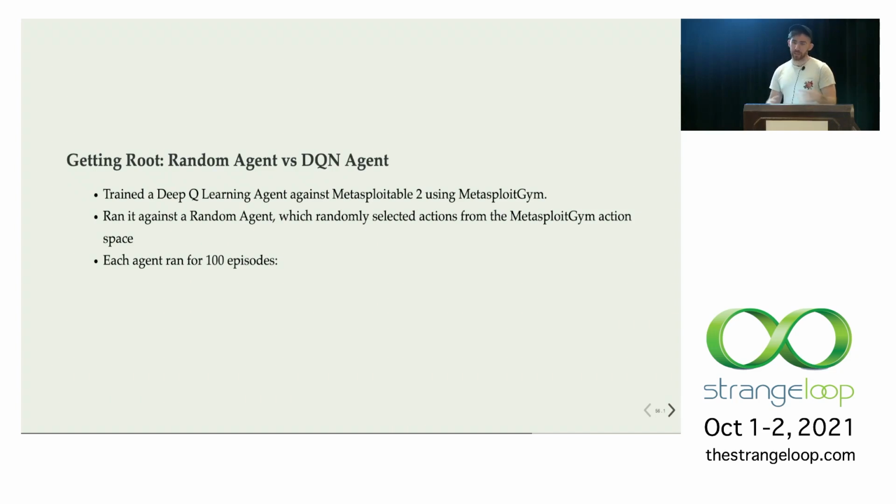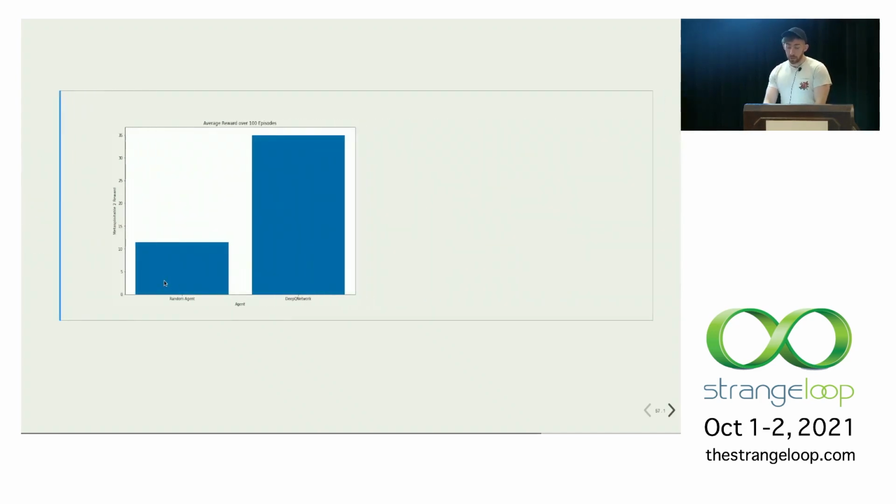Each agent had the same action space. It was working in the same environment. And we ran that for 100 episodes, which means at the end of an episode, you reset the environment to the beginning and run it again. Let's look at bar charts.